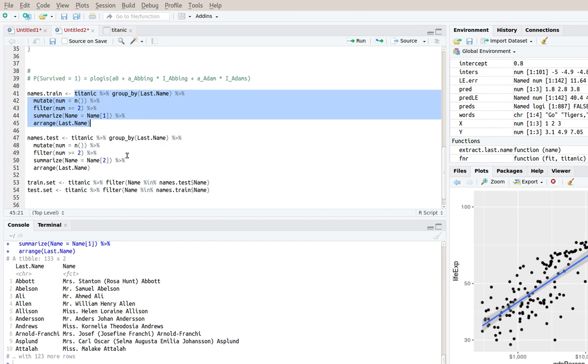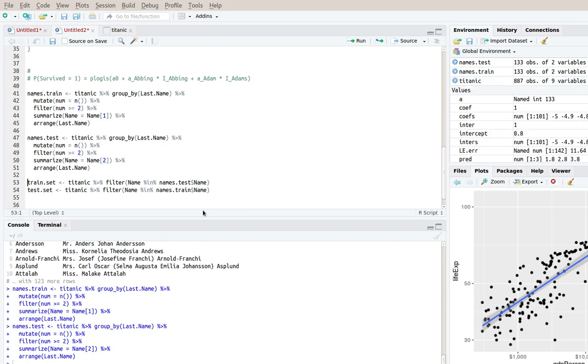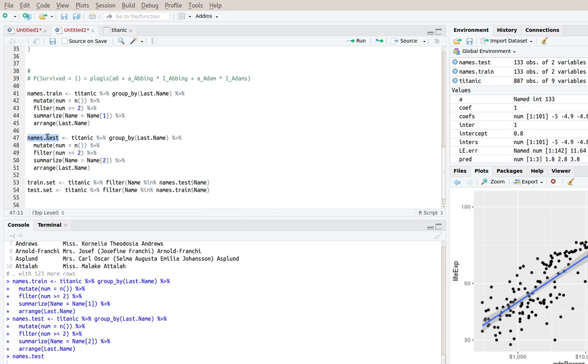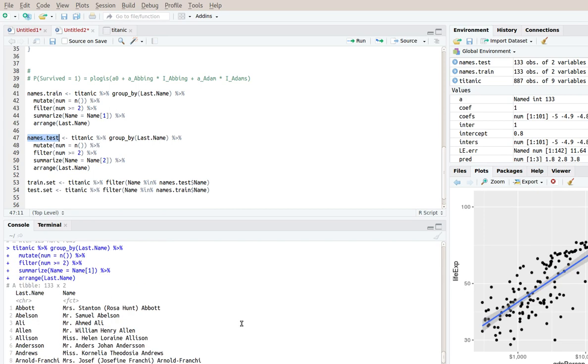I'll do the same thing with names test, except now I'll pick the second person in the group with the same names. So the names test and the names train are going to have the same last names, but they're going to be different people. Okay.